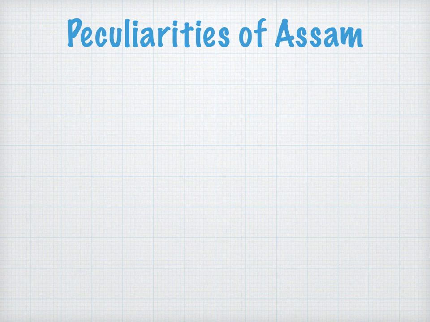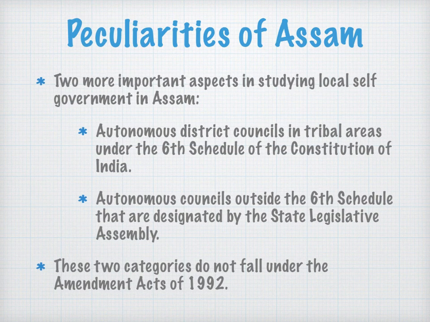But in case of Assam, it has some peculiarities, as a result of which we need to put some extra effort or extra relevance into some of the other aspects also. So what are they? Assam has some autonomous district councils in the tribal areas, which have been designated by the 6th Schedule of the Indian Constitution.